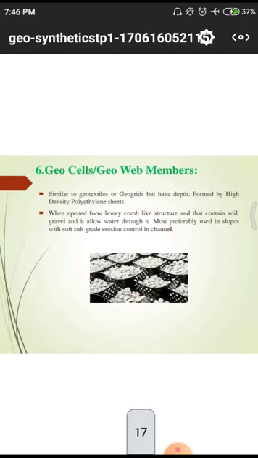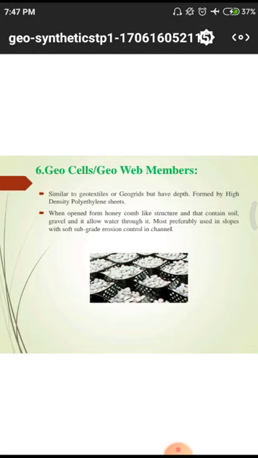And the next one we are having is geocells or geo webs. Normally webs are used by spiders for the purpose of their food collection. Here also there may be a web-like arrangement similar to geotextiles and geogrids, but they have a depth ratio. Normally geotextiles have only length and width, but no depth. In the case of geocells and geo webs, we have the depth value.